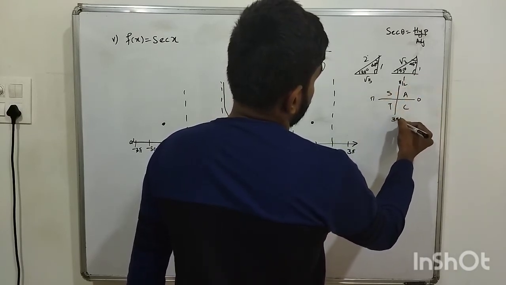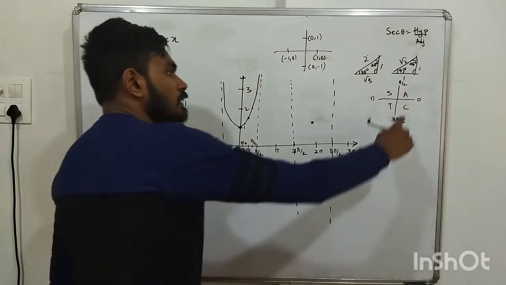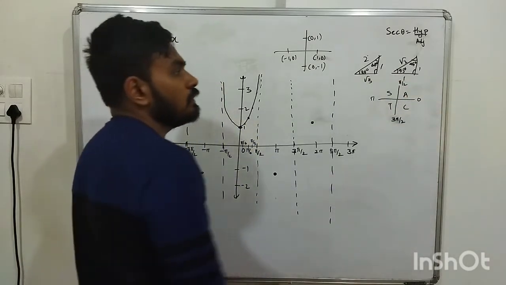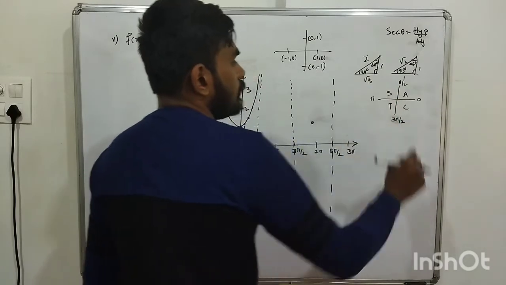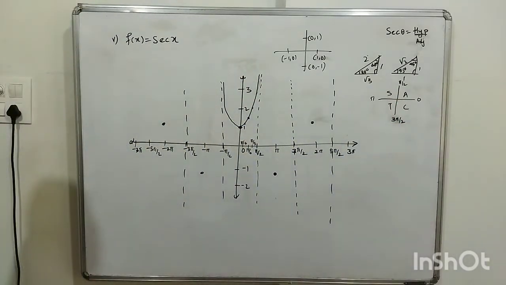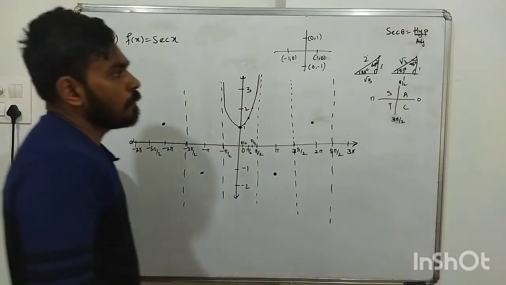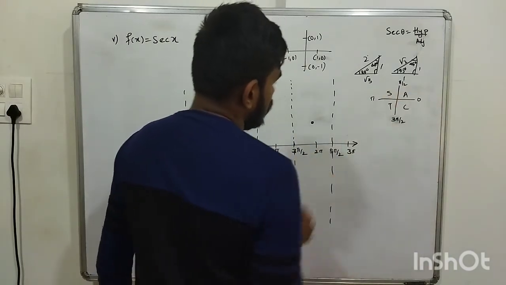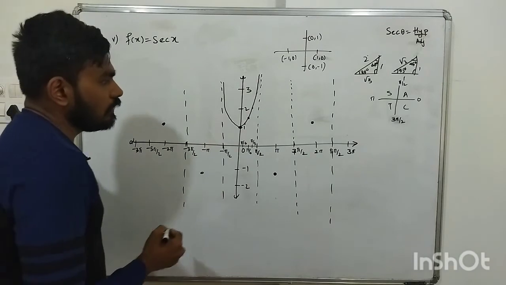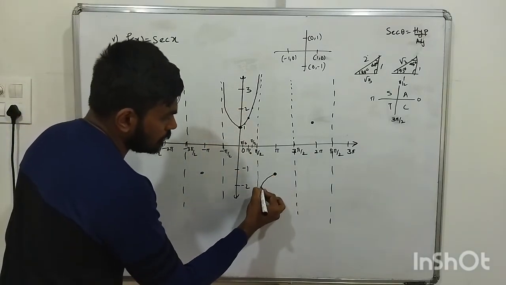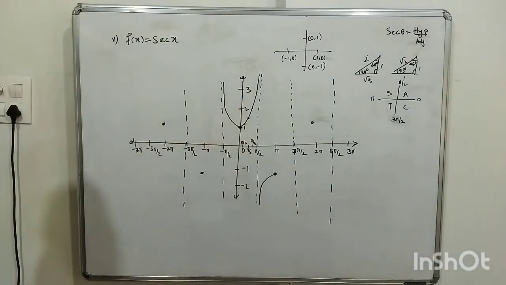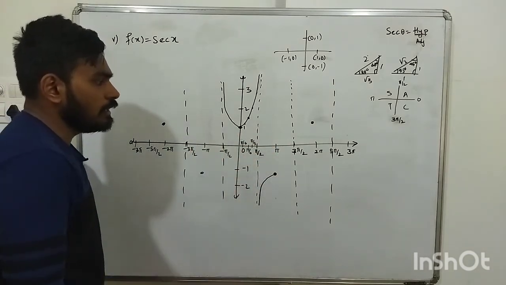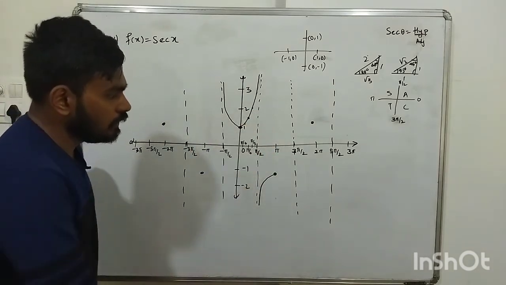3 pi by 2. Whenever I take negative, I take like this: 0, minus pi by 2, minus pi, minus 3 pi by 2 and so on. When I take positive, I take like this: 0, pi by 2, pi, 3 pi by 2 and so on. Okay. So next, pi by 2 to pi, it is negative. So the graph comes down like this, okay, because we will never get values which are between 0 and minus 1 or between 0 and 1.